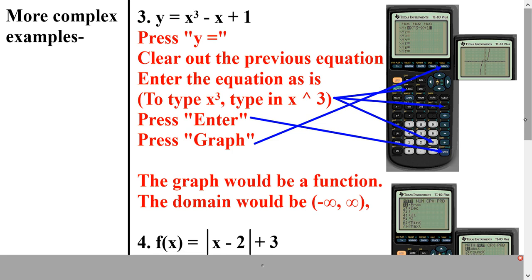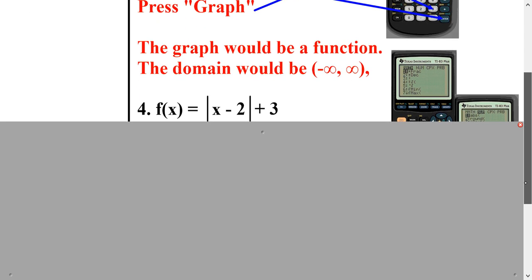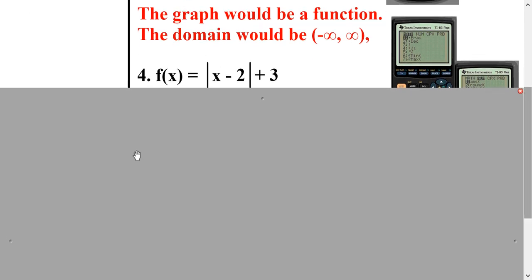All right, the next example that we have is an absolute value function.